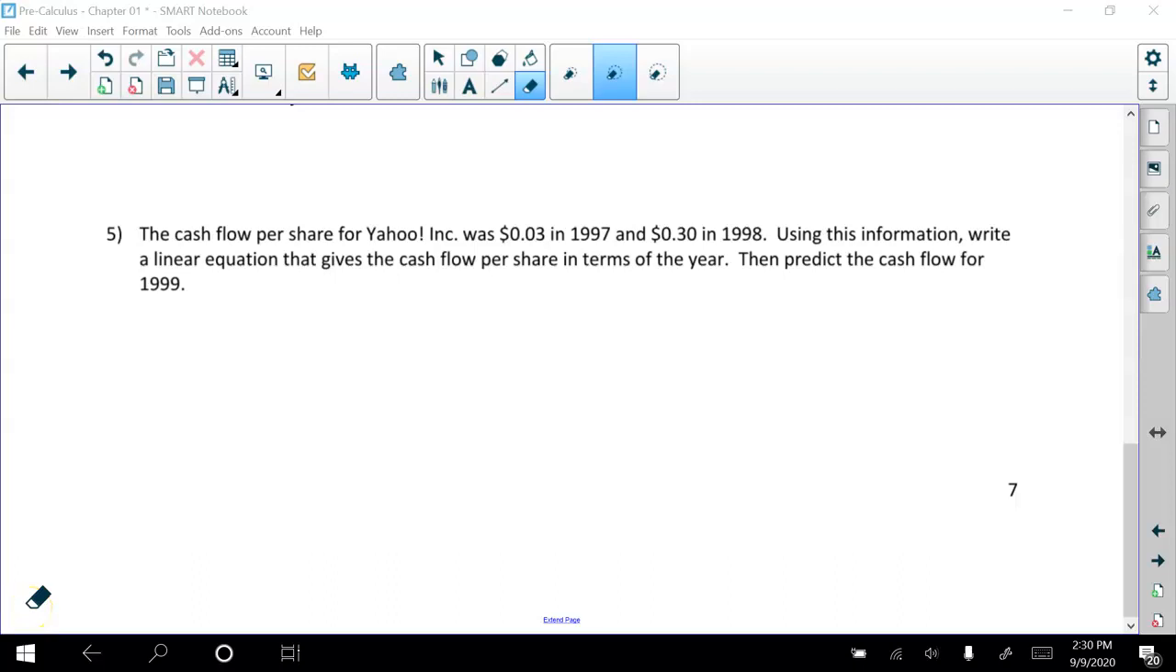Welcome back for part 2 of 1.3. We're still talking about writing equations of lines.